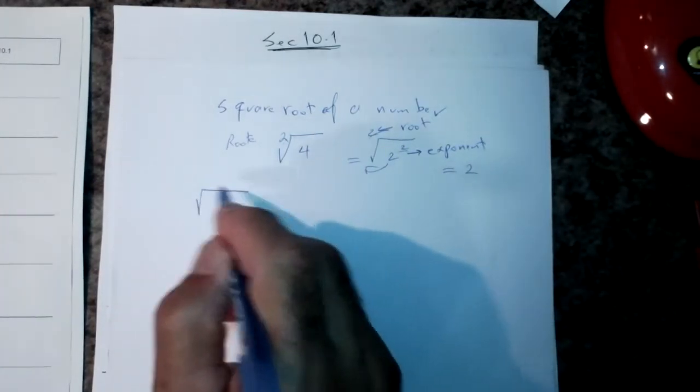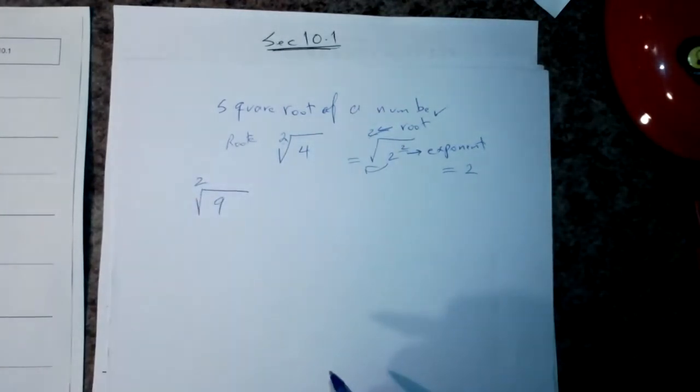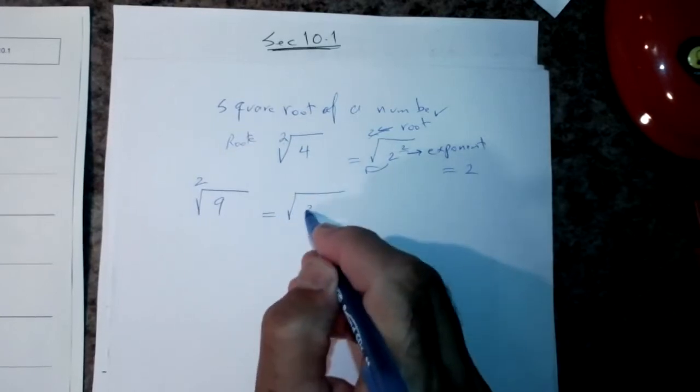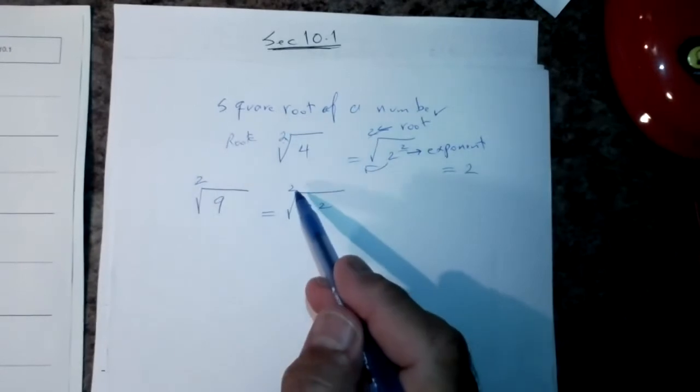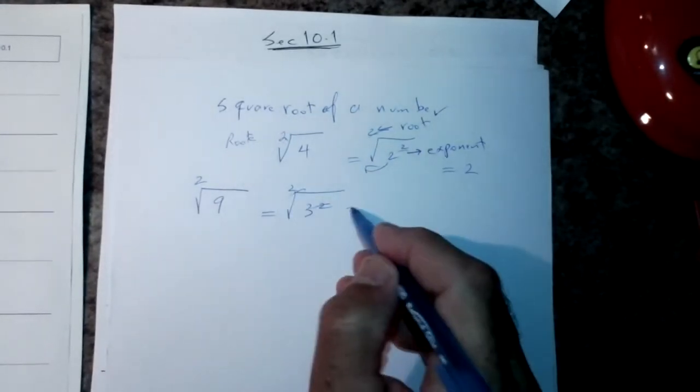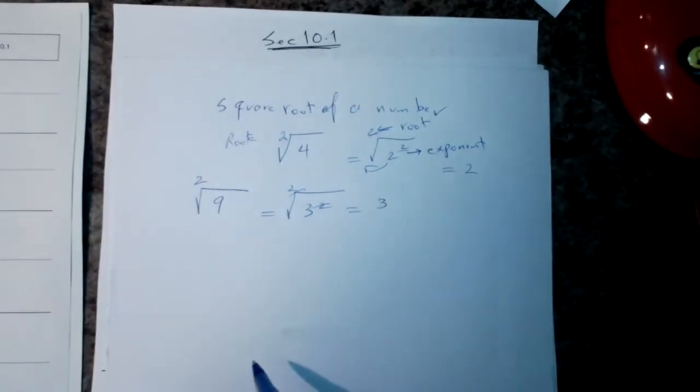Like, what is the square root of 9? 9 is 3 to the power of 2. So if the exponent and the root are equal, then 3 is released from the radical.